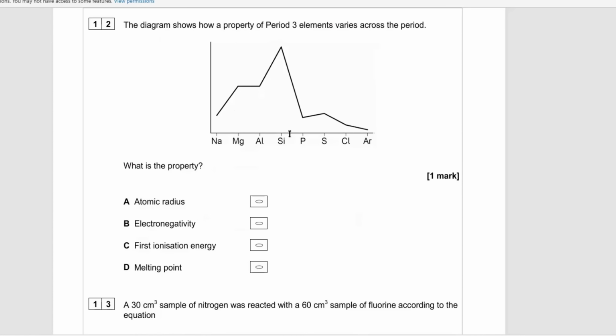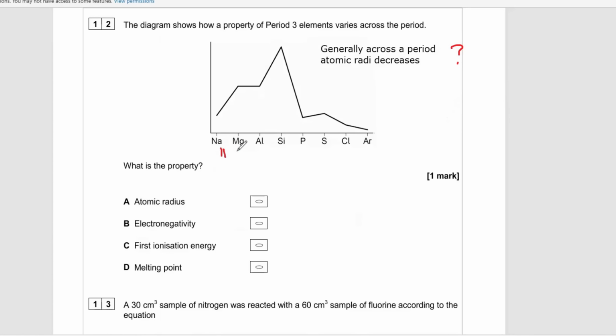So let's look at the first one, atomic radius. When you think about it, the atomic radius generally decreases across the period. Now, why does atomic radius decrease? Well, you could think of it as the ionic charge getting bigger, but these are atoms, so we can scrap that. We can actually look at the number of protons in each one.